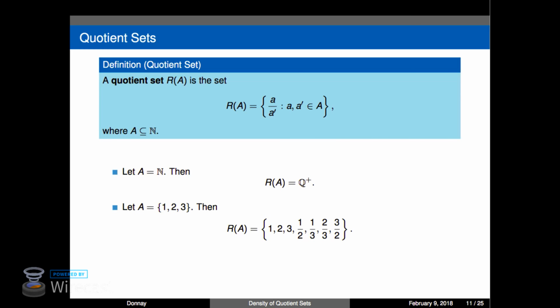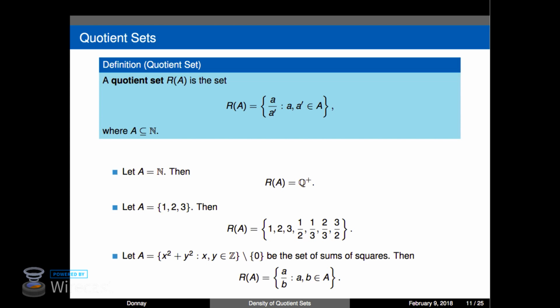If we let a be 1, 2, 3, like we saw earlier, we get all the possible fractions 1, 2, 3, 1/2, 1/3, 2/3, and 3/2. And finally, now the fraction factory is giving us this quotient set. We have sums of squares, and we're making all of the possible fractions out of the sums of squares.